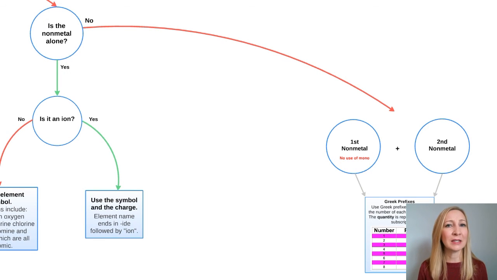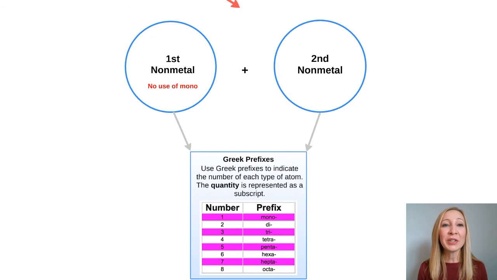But if the nonmetal isn't alone, which is the purpose of this video, then we follow that red arrow all the way over to how to name covalent or molecular compounds. And if we zoom in on those rules, what you'll see is we have two names: the first nonmetal and the second nonmetal. So these names are going to have two words. Now we are more interested in the quantity of each of these nonmetals in the compound. So the quantity is going to be very important in the name.